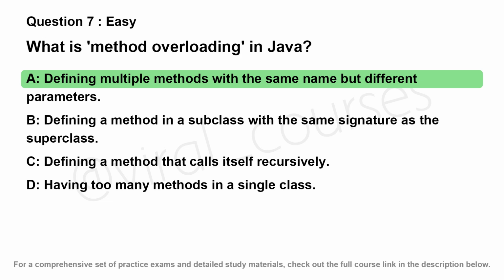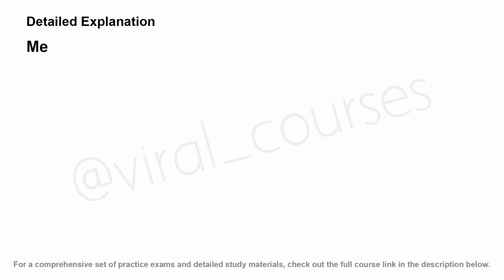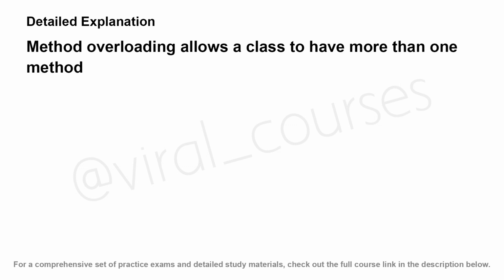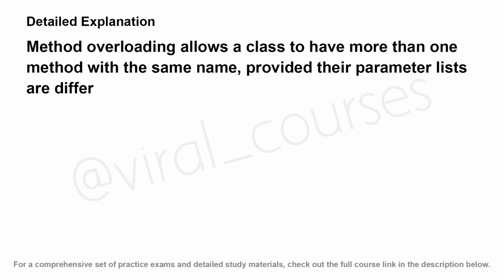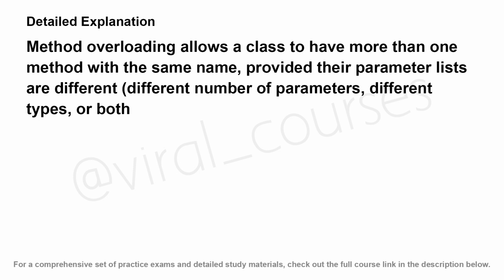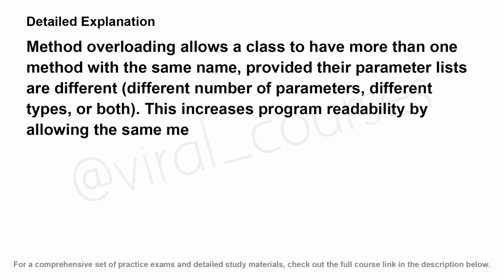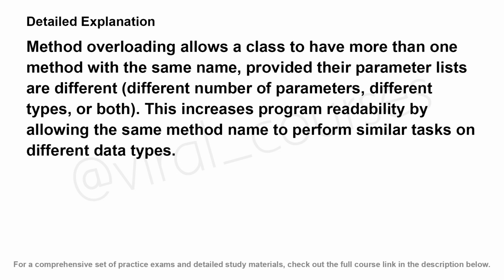The correct answer is A. Method overloading allows a class to have more than one method with the same name, provided their parameter lists are different: different number of parameters, different types, or both. This increases program readability by allowing the same method name to perform similar tasks on different data types.